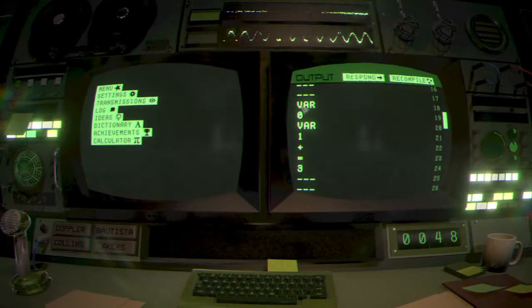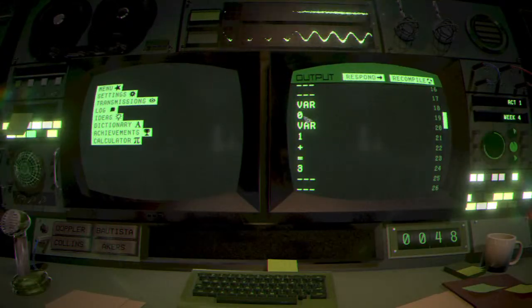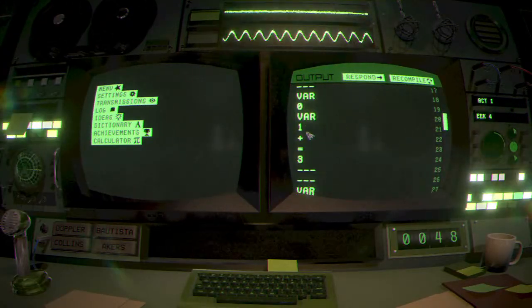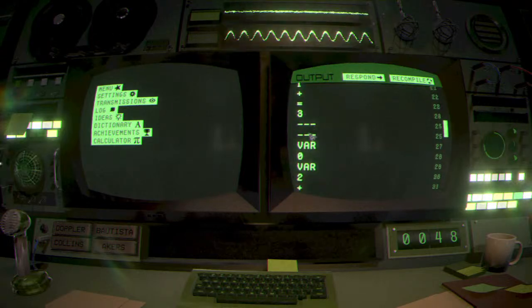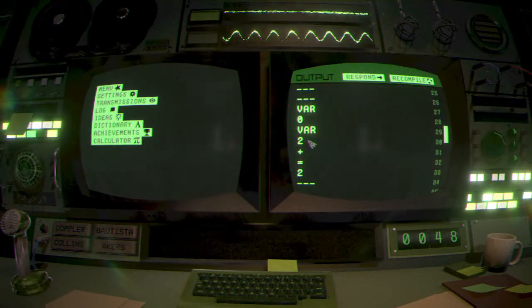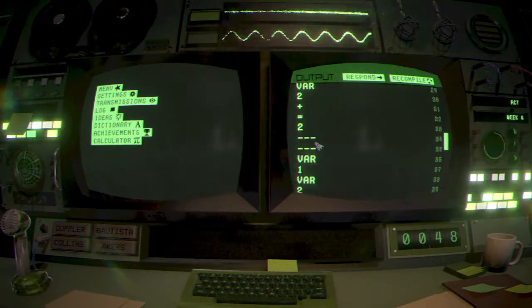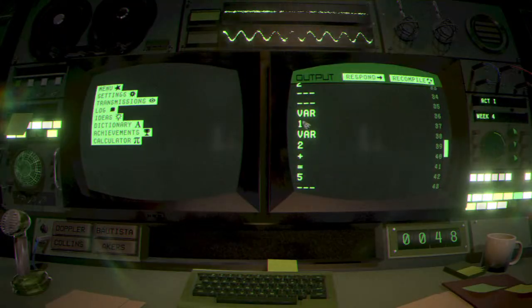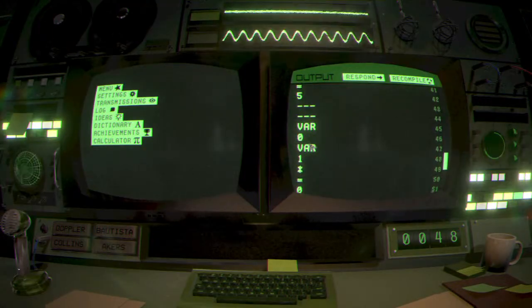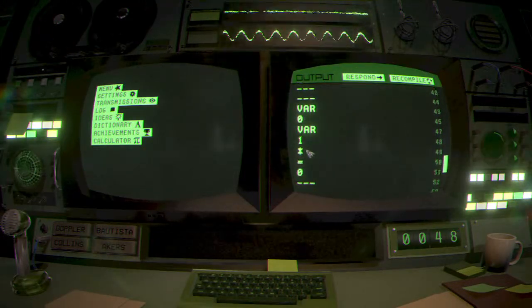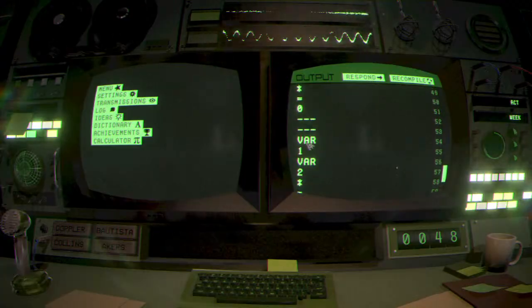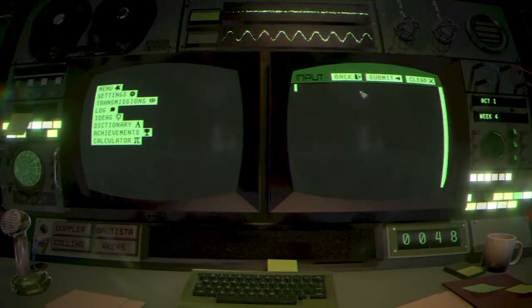Now 0 and 3 added together equals 3. 0 and 2 added together is 2. 3 and 2 added together is 5. 0 and 3 multiplied together is 0. 3 and 2 multiplied together is 6.